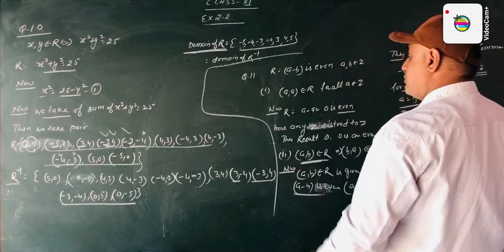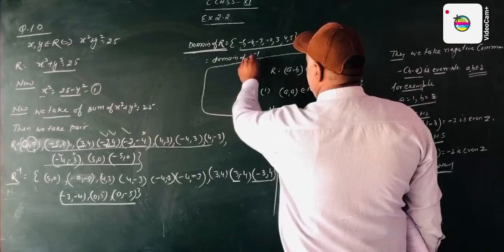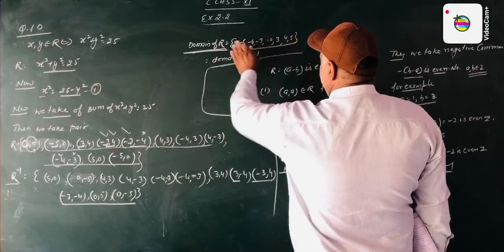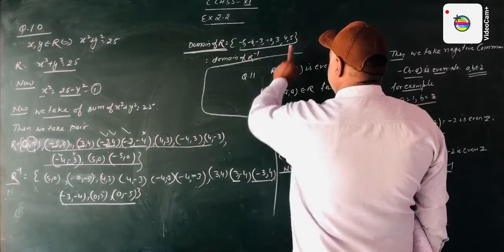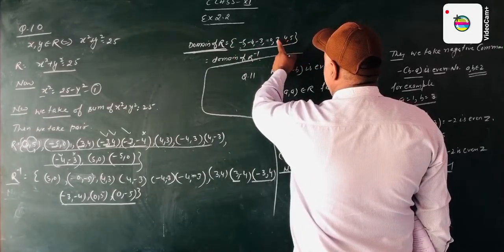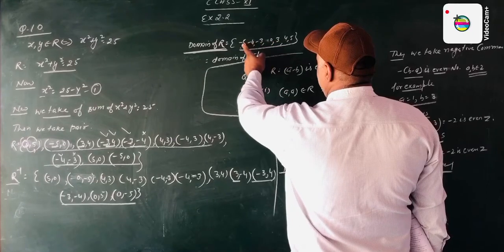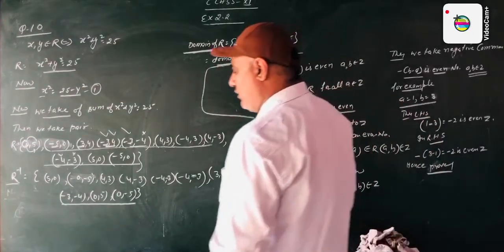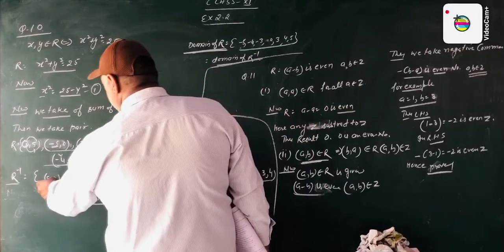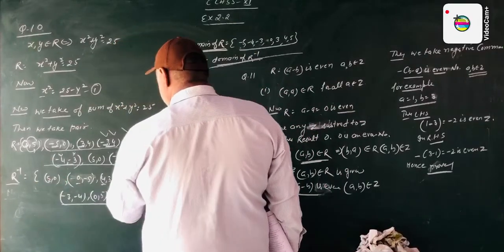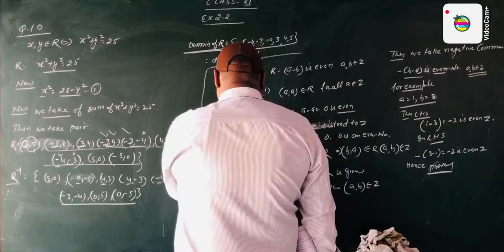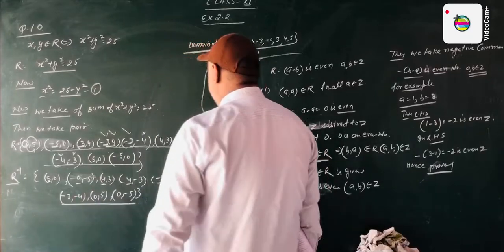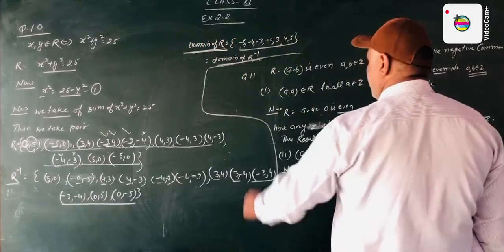Now the domain of R inverse is also equal to this, because if we change these relations, then we find the values 5, 4, 3, 0, minus 3, minus 4, minus 5, which is equal to the domain of R inverse. So now the domain of R inverse is also 5, 0, 4, minus 4, 3, minus 3, and these values are the domain of R inverse.